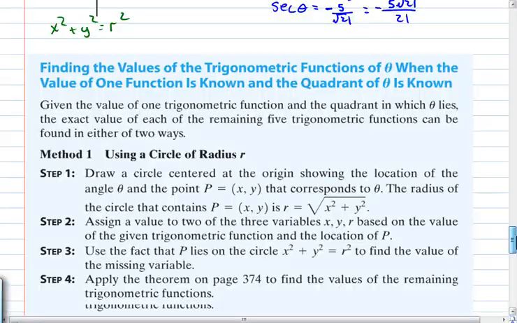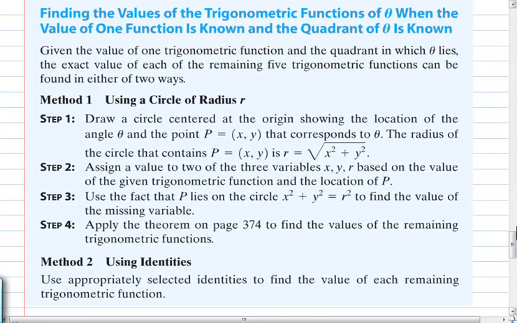R is 5. So there's two methods of finding the values of trig functions of theta when the value of one function is known and the quadrant is known. What I've done is I've combined using method 1 with method 2.